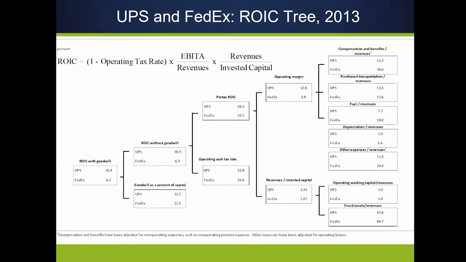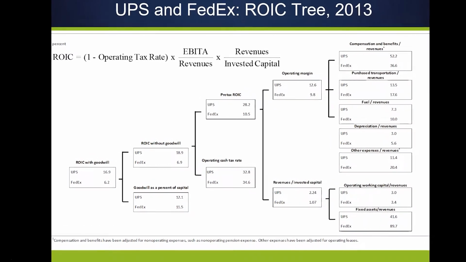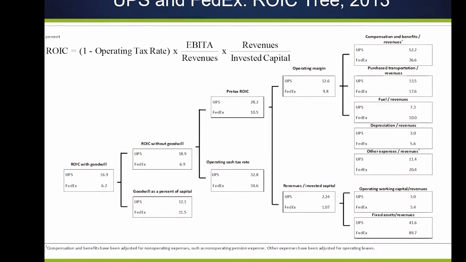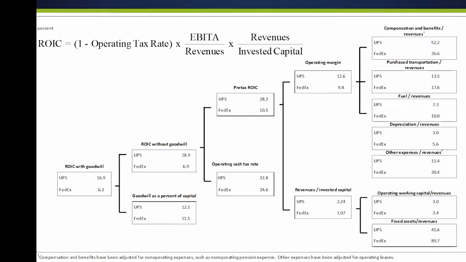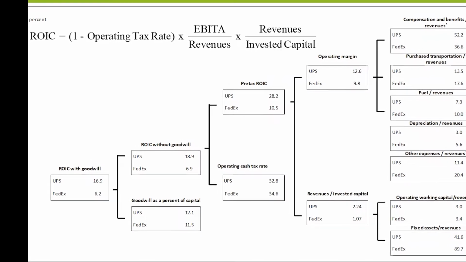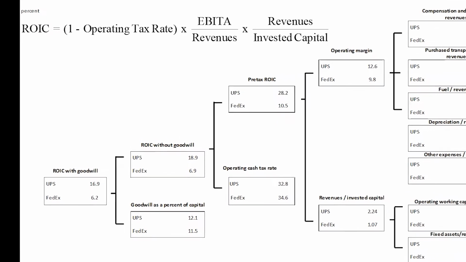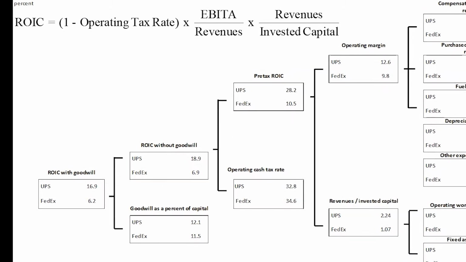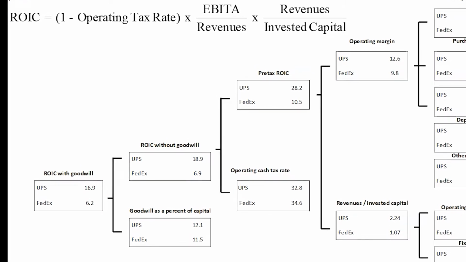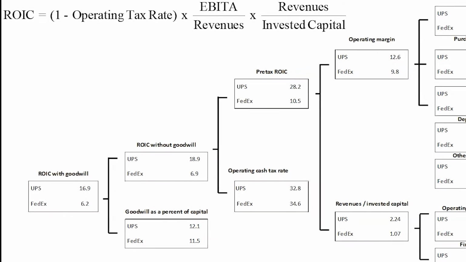And here's the tree, right? Now the tree follows this formula that we've just developed. So we start with ROIC including goodwill. That's what we saw was the big difference. So this is 2013 ROIC with goodwill, UPS 16.9, FedEx 6.2.